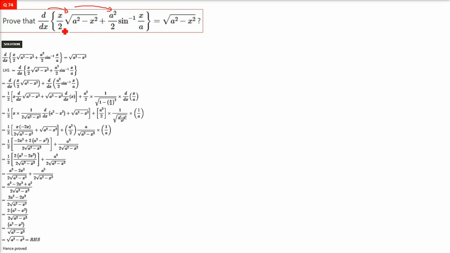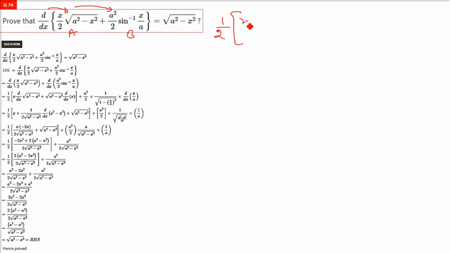There are two parts. x by 2 under root a square minus x square, assume it to be capital A, and a square by 2 sin inverse x by a, assume it to be capital B. And then we'll differentiate dA by dx, for example.